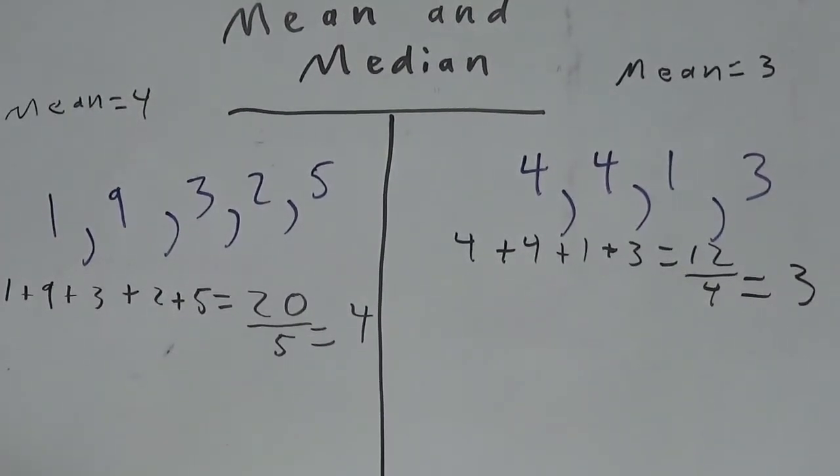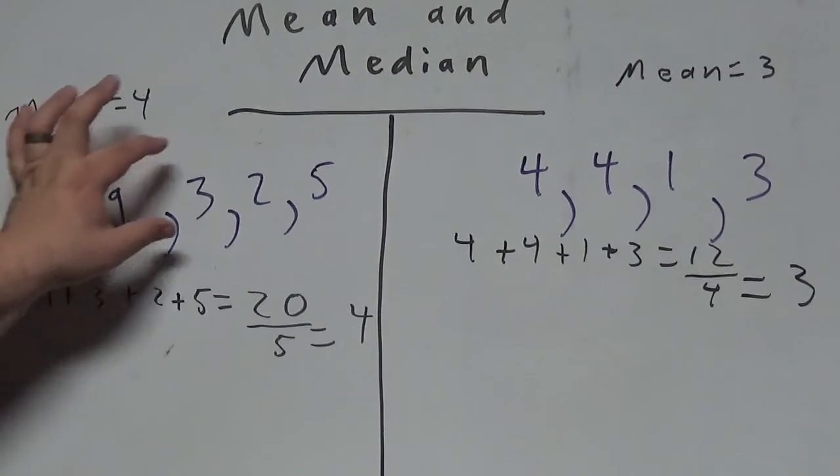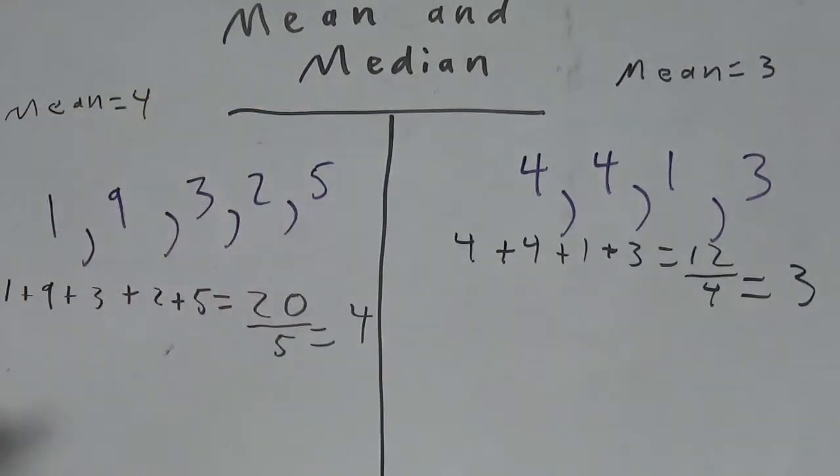Median is a little bit different, but it's the same idea. Both of these are called measures of central tendency, and it's to give an idea of what's the normal in a set of data points. The second one I'm talking about is median. In order to find the median, the first thing we have to do is take all of our numbers and list them in order. I'm going to always go smallest to largest.